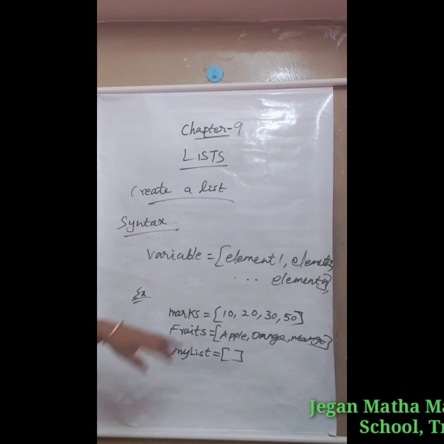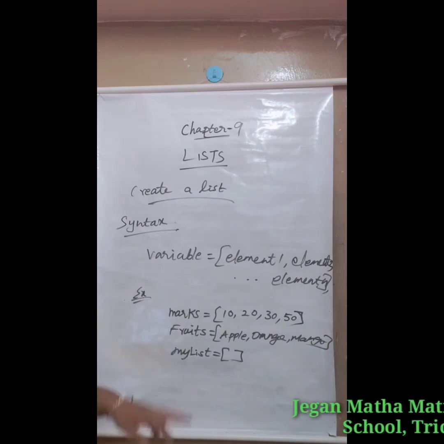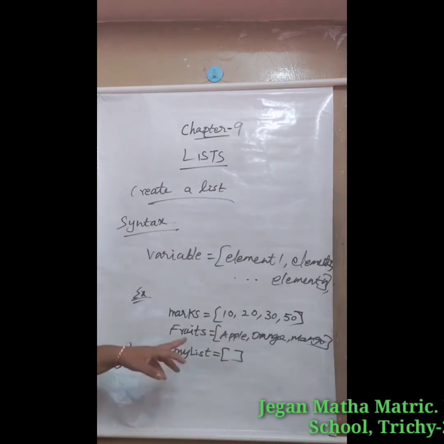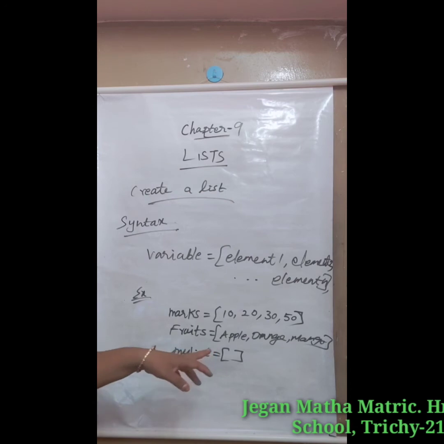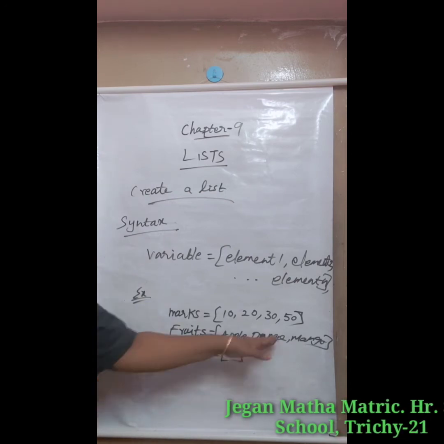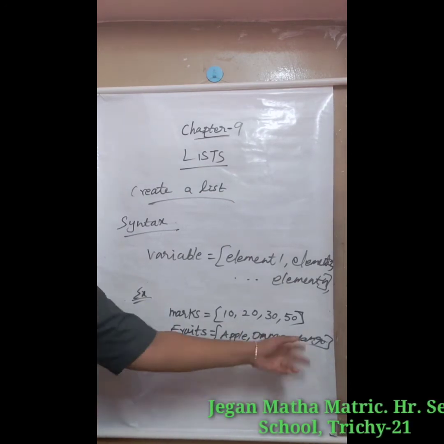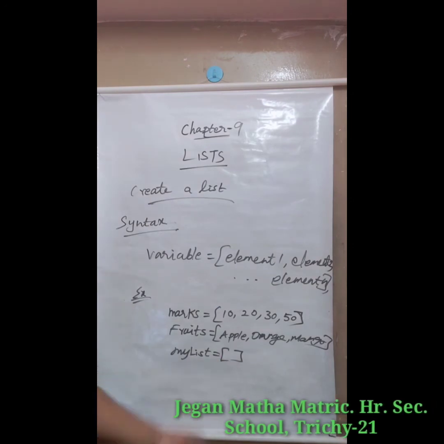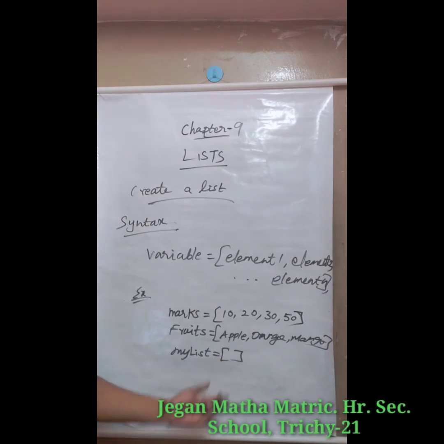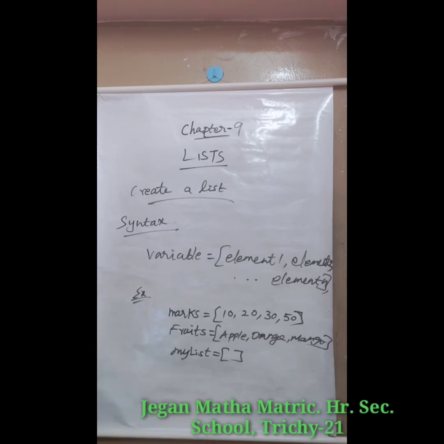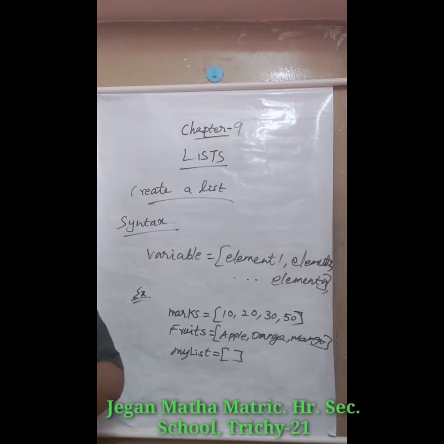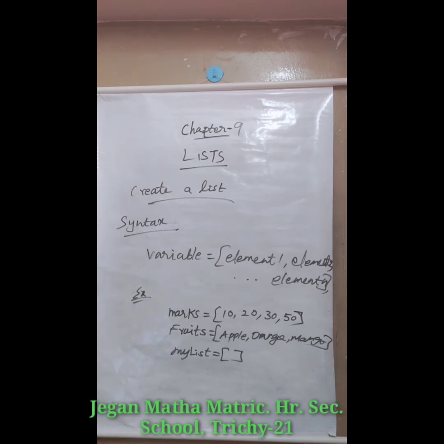In this example, we have four integers, and in the second list we have three string elements, that is apple, orange and mango, and the third is an empty list. So this is called an empty list. The elements of a list need not be homogeneous, and the following list contains multiple types of elements.